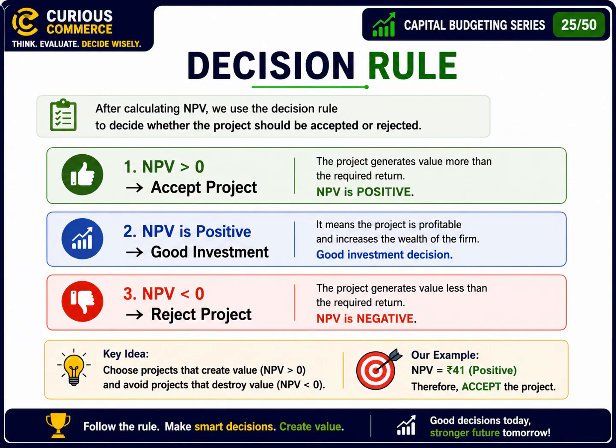In our previous example, the NPV is 41. So, this project should be accepted even though 41 rupees looks small. It still means value creation. Large companies use this logic for factory investment, machinery purchase, real estate projects, startup investment. And this is real world finance.